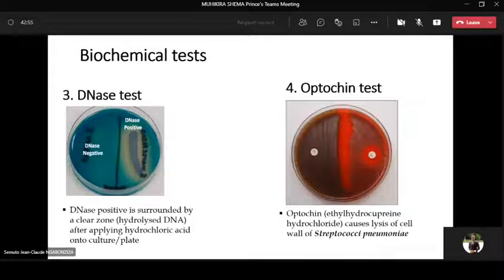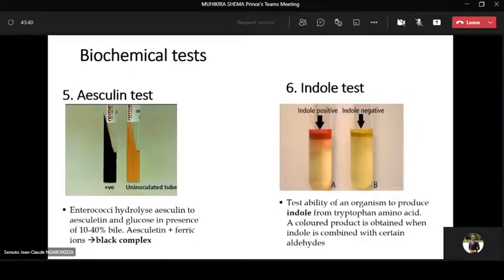So the optochin test is, we have a disc, and some like Streptococcus pneumoniae are really sensitive to this disc, while other Streptococcus are resistant. So you can identify Streptococcus pneumoniae by using this disc, which causes the lysis of this pathogen, while it doesn't for other Streptococci. So you can say this is Streptococcus pneumoniae, while others cannot be destroyed by this disc. So it is more specific to this pathogen.